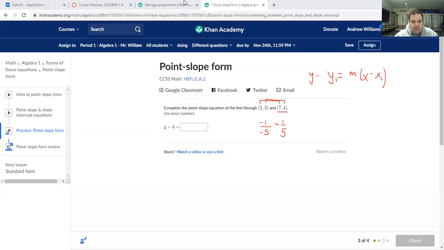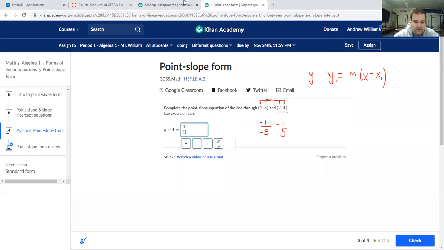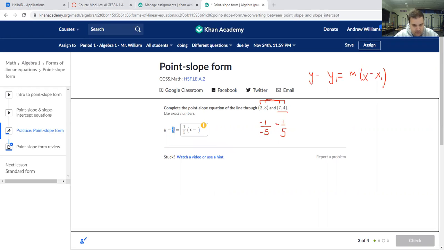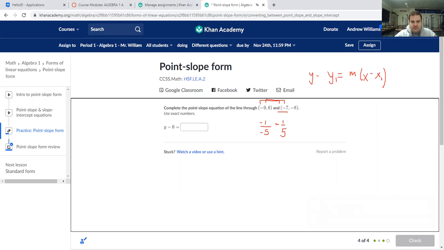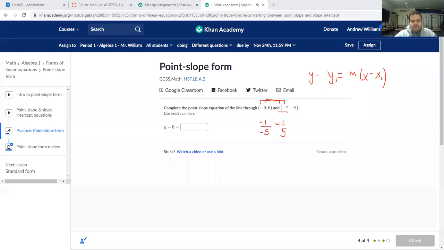So we're going to have y minus 4 equals 1/5 times x minus, and since they use 4, that means that we're using this point here, it would have to be the 7, the x value that goes with it. You need 2 points to calculate slope. But once you know what your slope is, you only need one ordered pair to create point slope form. You need a point, one point, and the slope. So there you go. And there's the answer. That's good. Let's do one more here.